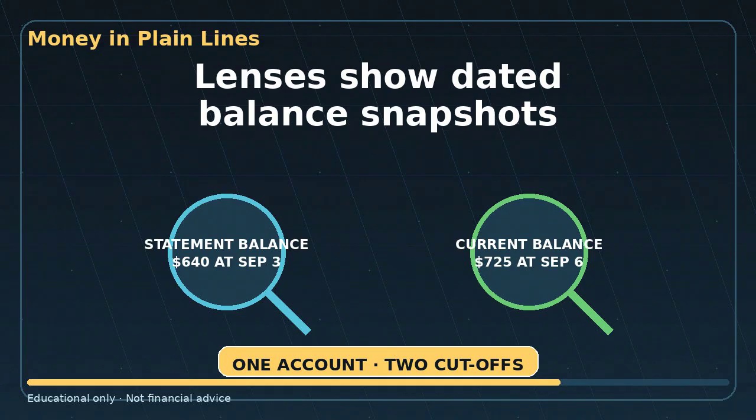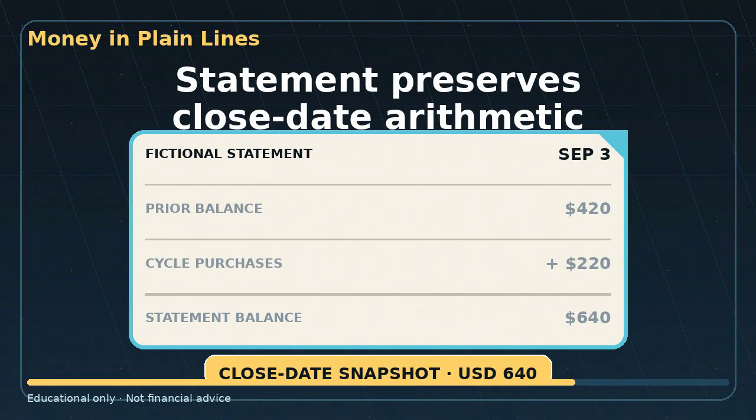The close date and due date also serve different jobs. The close date decides which posted activity appears in that statement snapshot. The due date is the later payment deadline stated by the fictional terms. A due date does not move a post-close purchase backward into the earlier statement.